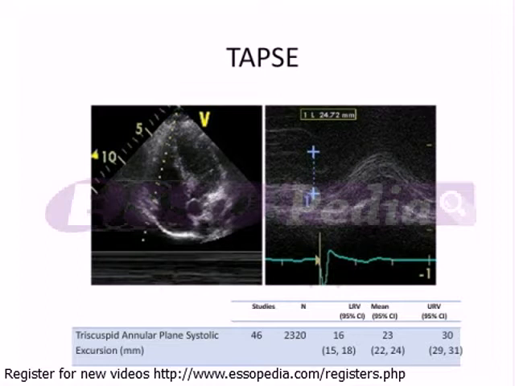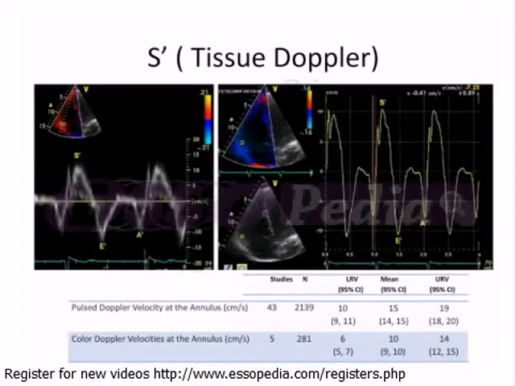The S prime, or the velocity of the tricuspid annulus as measured by tissue Doppler, can be done either by pulsed tissue Doppler in the panel on the left or by color-coded tissue Doppler using offline analysis in the panel on the right. Only the pulsed Doppler method is currently recommended, and a lower reference limit of 10 centimeters per second is considered acceptable.